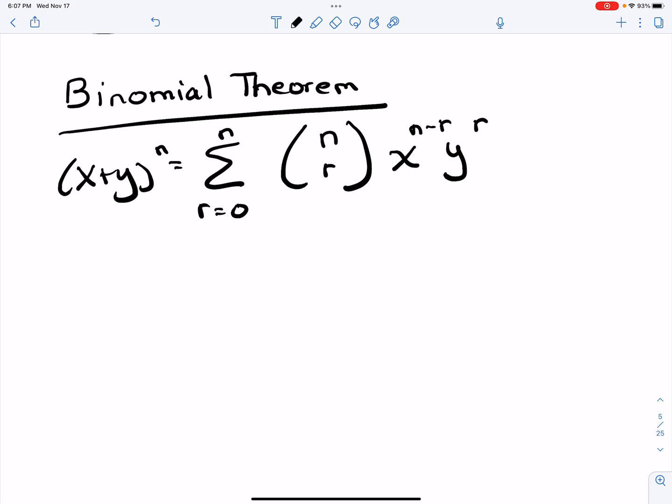Or you can write it out the expanded way and say x to the n plus n choose 1, x to the n minus 1 y, plus n choose 3, x to the n minus 3 y cubed, and so on. But this is a way to write it with summation notation starting with r equals 0. So your first term you'd have n choose 0, x to the n, and y to the 0 is 1. Then the next term would be n choose 1, x to the n minus 1, y to the 1. Then the next term would be n choose 2, x to the n minus 2, y squared, etc. So that's just something to keep in mind.